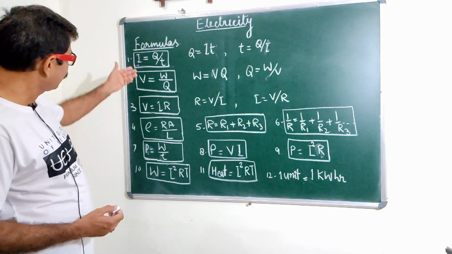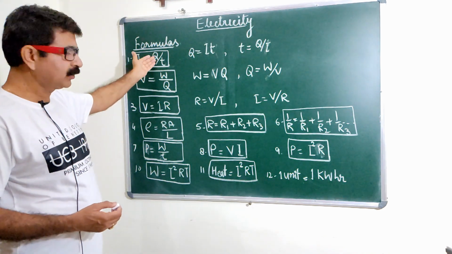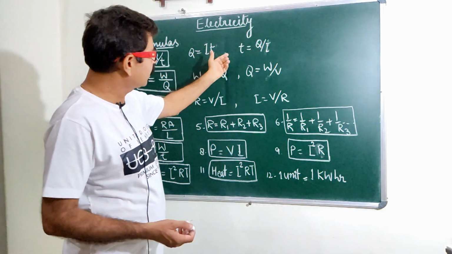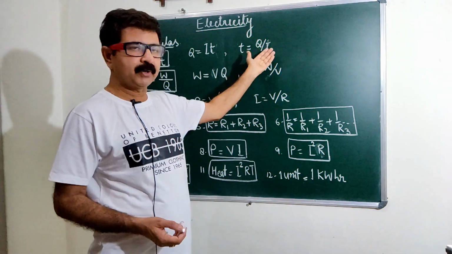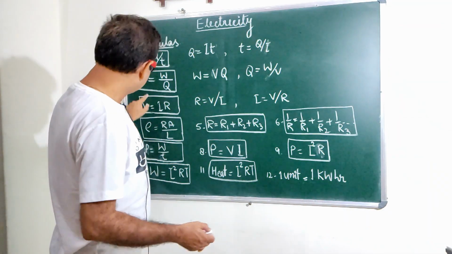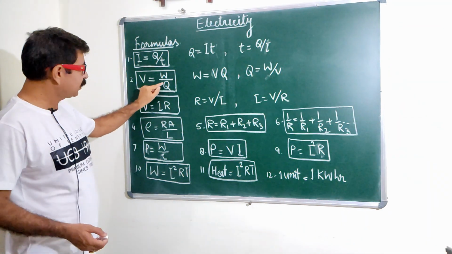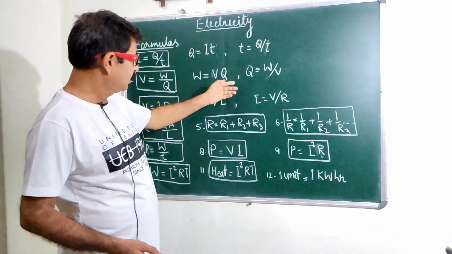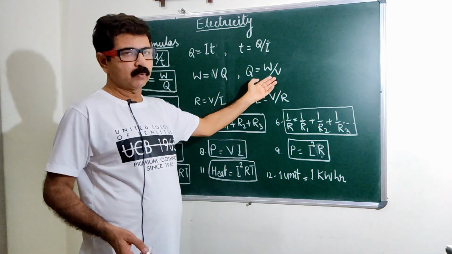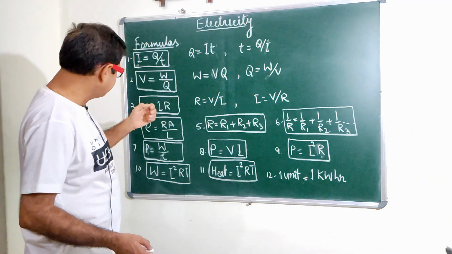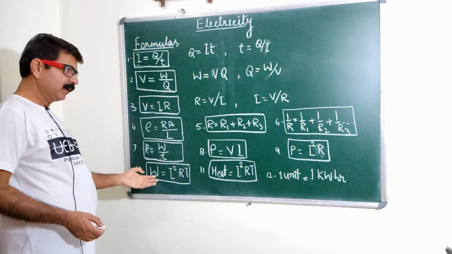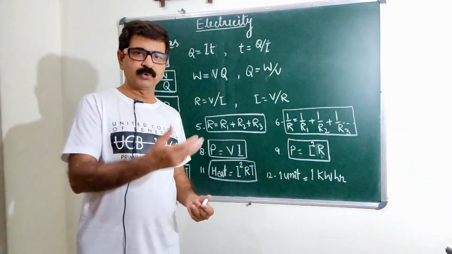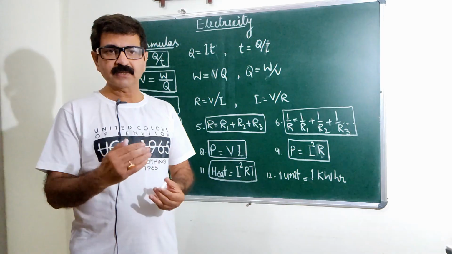Like the first one, I is equals to Q upon T. Its sub formulas are Q is equals to IT and T, time, is equals to charge upon electric current. V is equals to W by Q, or W is equals to VQ is a sub formula, or Q is equals to W by V. Similarly, there are various formulas here. I hope you are all aware of this. So first we should note this, then we'll discuss the questions.